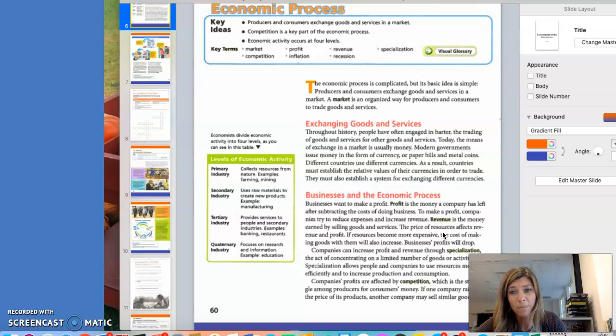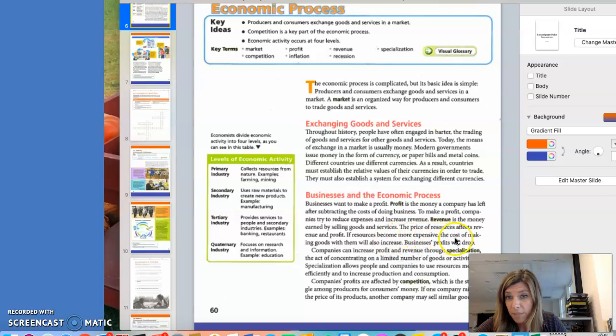I have to pay for gym space or donate money to the program, maybe prizes I have to buy, the expense of printing out anything or advertising for my camp. I would take all that away. And what I have left is my profit, okay? So right here, businesses' profits will drop, it says.